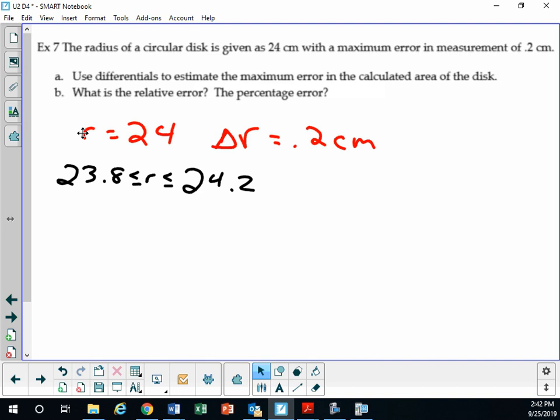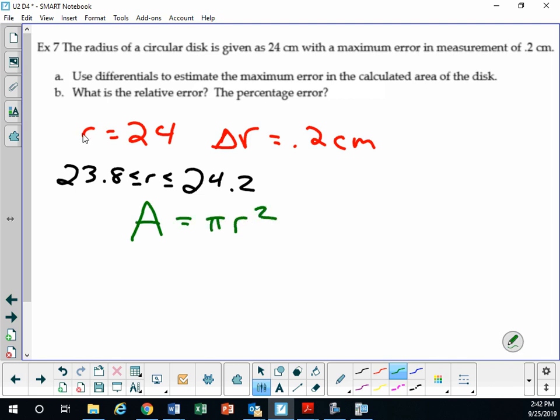So I'm saying that R should be 24, but reality check is R may be 24.2 and it may be 23.8, because those are between 23.9. The maximum error is 0.2 centimeters. So now we're going to talk about our differentials. Well, calculate the area of a disk. Well, area is known as area equals pi r squared. Everyone okay with that? Hopefully you are.